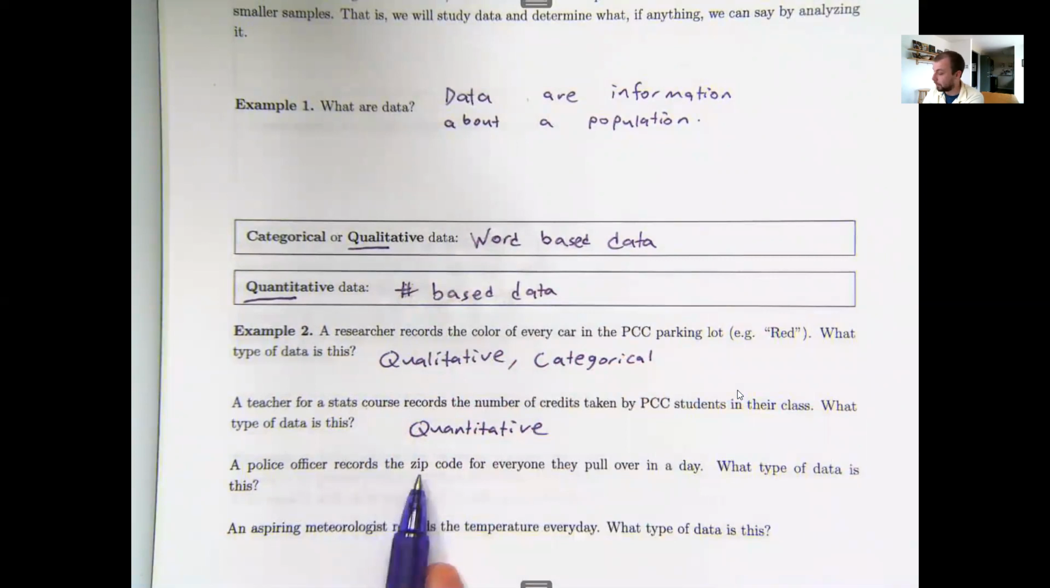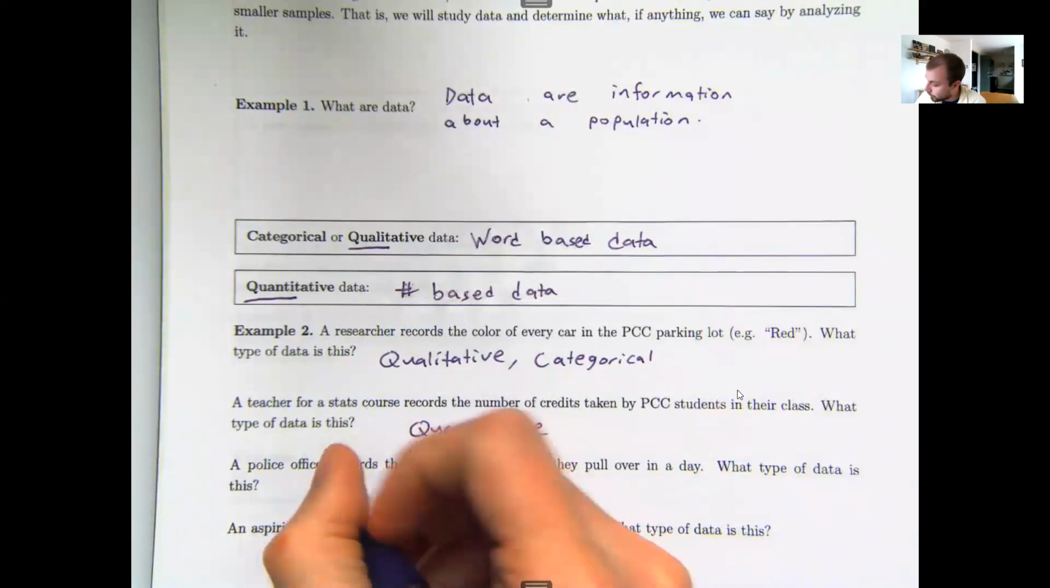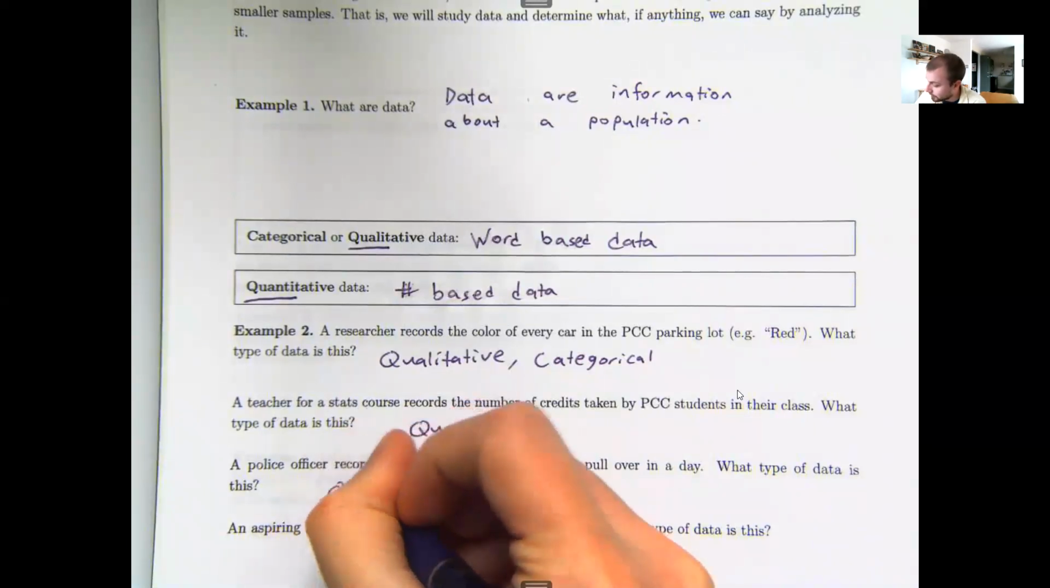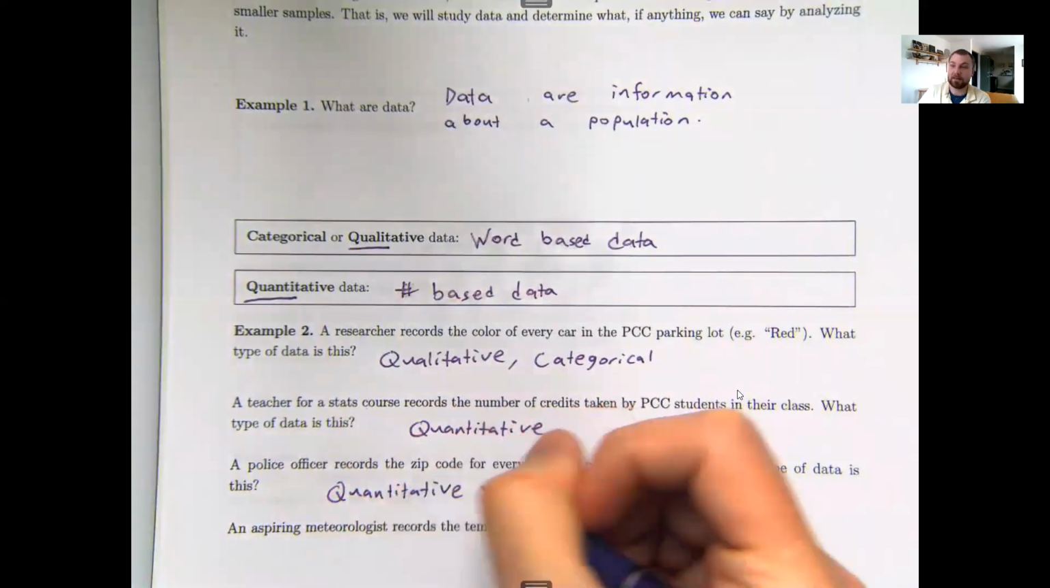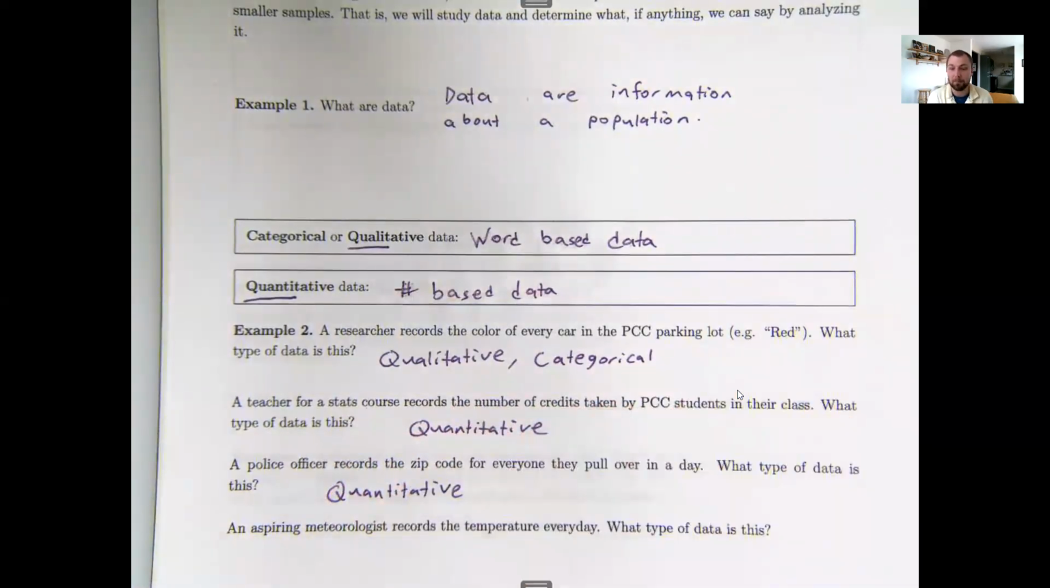A police officer records the zip code for every individual that they pull over. This one's a little bit weird because it almost feels like a combination of both a number and a category. I am going to err on the side of calling this thing quantitative, because it is still a number like 97229, but it really feels like a special kind of number. We'll come up with more distinctions later, but I'm just starting out with this.